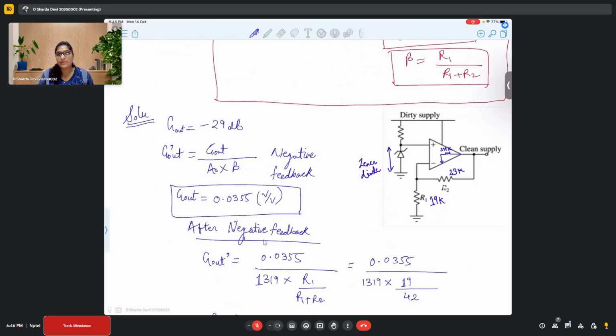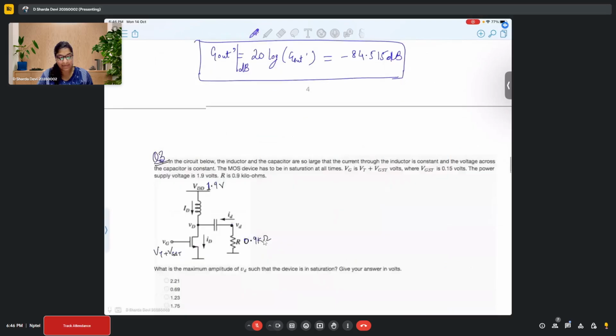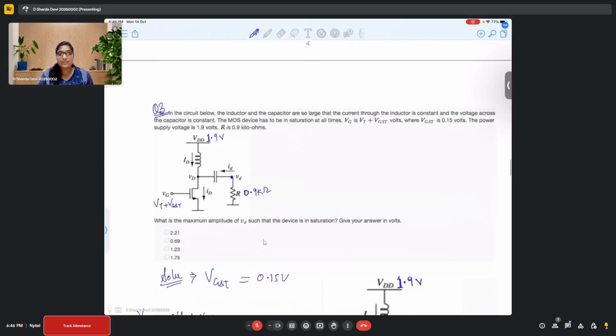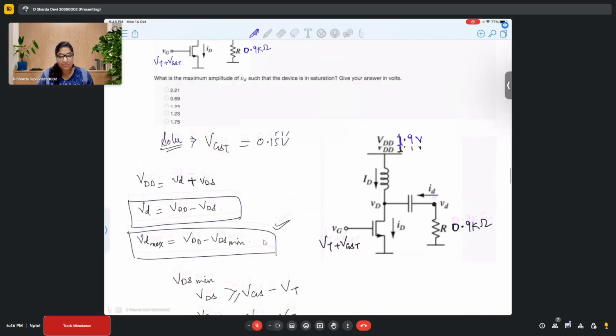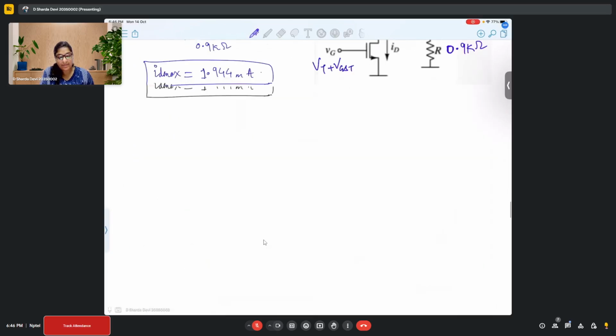So be it voltage gain or current gain, any kind of gain, you would use 20 log. Only for power gain, you will use 10 log. So you can keep that in mind. Any other doubts? Okay, no doubts in the problems we solved right now, right?